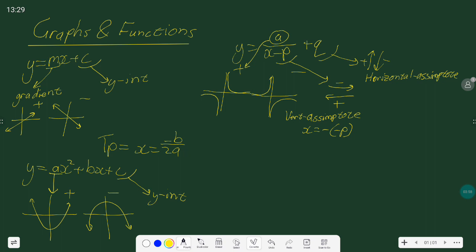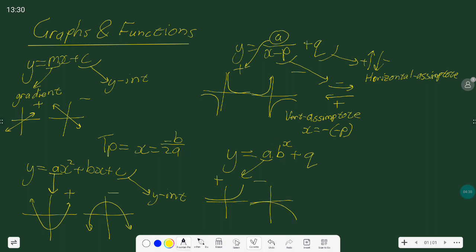What other graph do we get? We get one more: exponential. But the rules for exponential are quite a lot. y = a·b^x + q. The only thing that's different from last year is that you're going to be taught about inverses. So what is my a responsible for? Whether it's positive or negative. That rule stays the same. If it's positive, it will go up. If it's negative, it goes down.